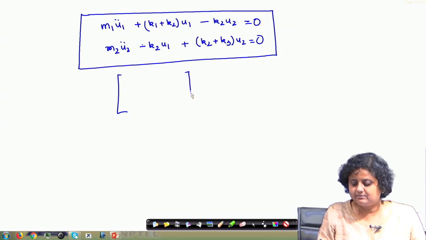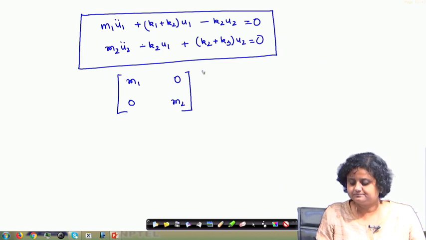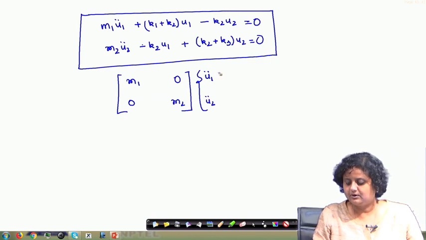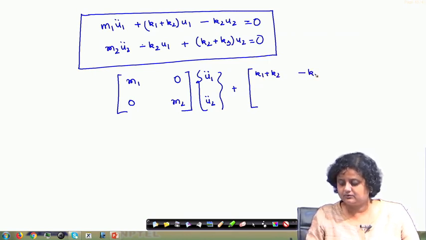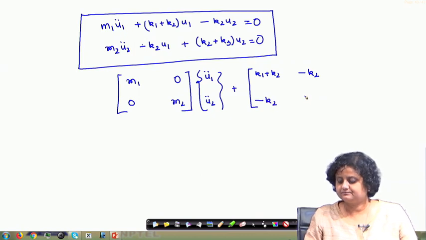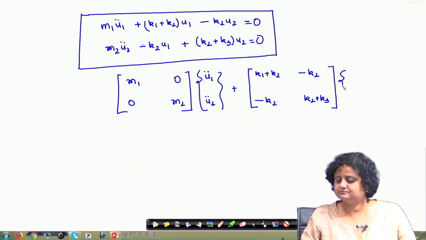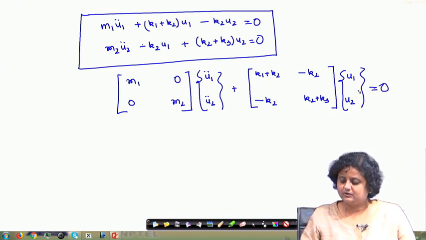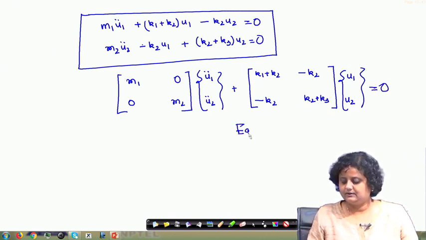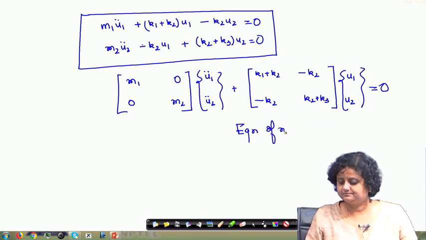I can always write this in matrix form as the matrix m1 0, 0 m2 times u1 double dot, u2 double dot, plus the matrix with k1 plus k2, minus k2, and so on. This is the equation of motion.